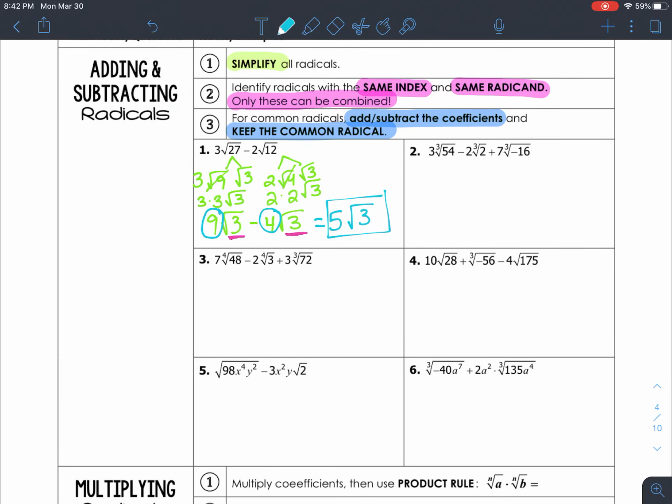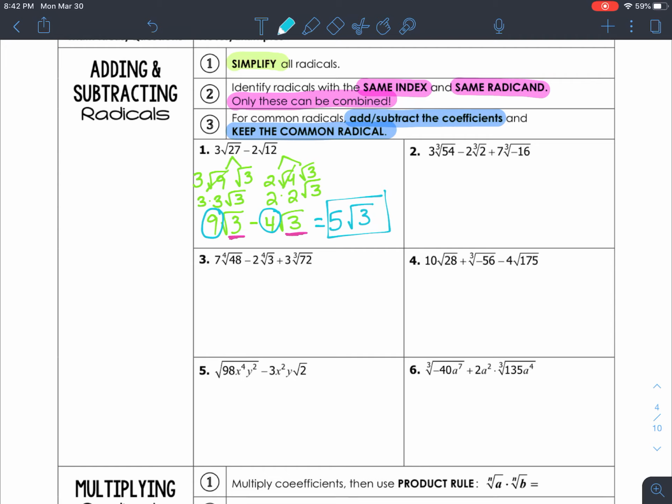I'm just going to talk through that one more time. All we did was simplify our radicals there in green. I identified that they had the same index and same radicand. And then I added or subtracted my coefficients. In this case, I subtracted my coefficients. So I did 9 minus 4 to get that 5. And then the radical stays the same. Nothing happens to that number underneath of the radical.